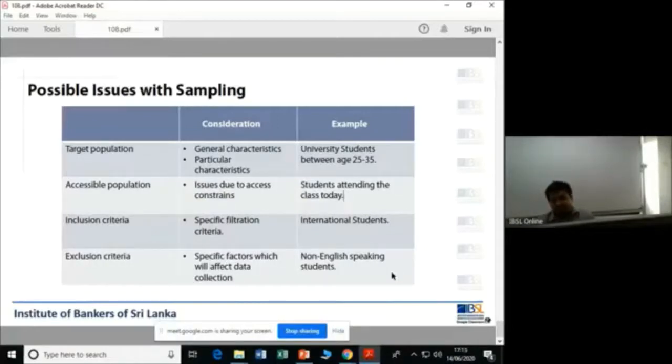Why? From that 500 students, only 200 students have attended classes on that given day. Out of those students, only 50 are international students, and out of those, only 20 are non-English speaking students. When you start with a population of 500 and want to select 50, unfortunately you have to end up with 20 due to these practical constraints. And those are again some of the possible issues when it comes to sampling in the real world.